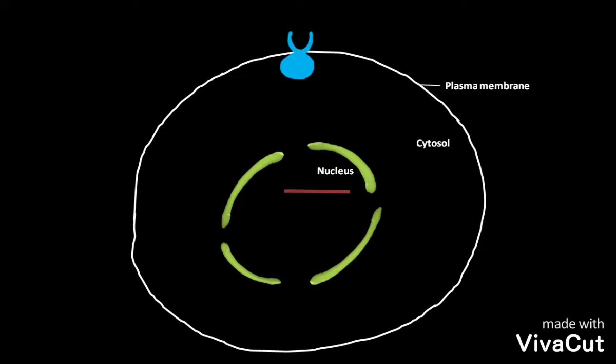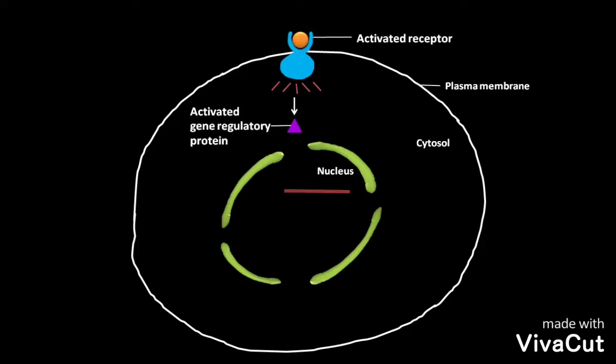In the first way, the survival factor binds to the inactive receptor. As a result, the receptor becomes active. The activated receptor activates the gene regulatory protein in the cytosol. Then the activated gene regulatory protein passes into the nucleus through the nuclear pore and binds to the DNA.